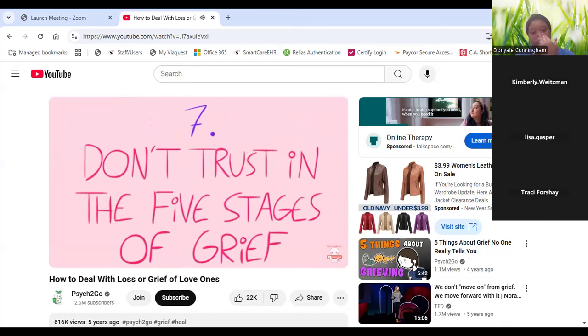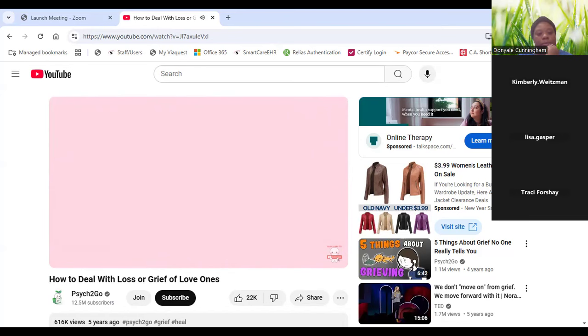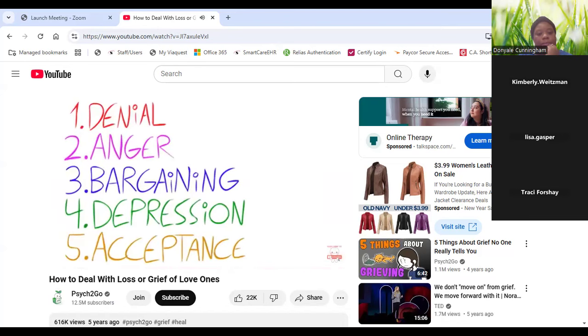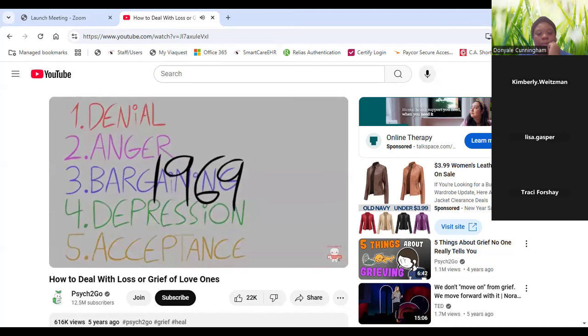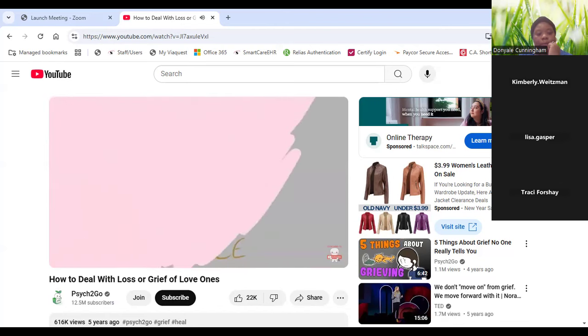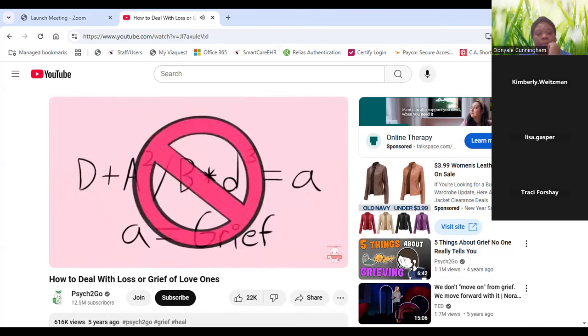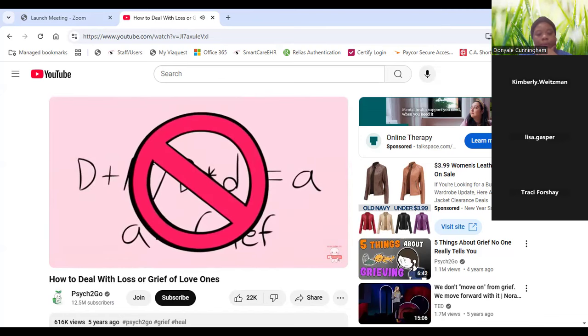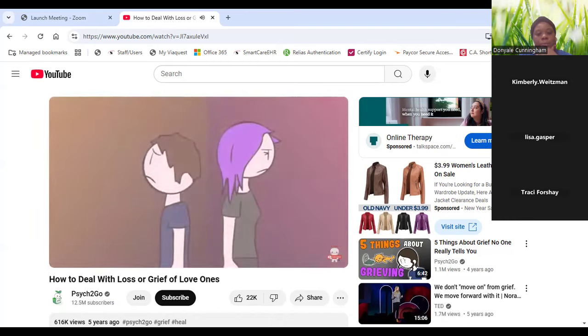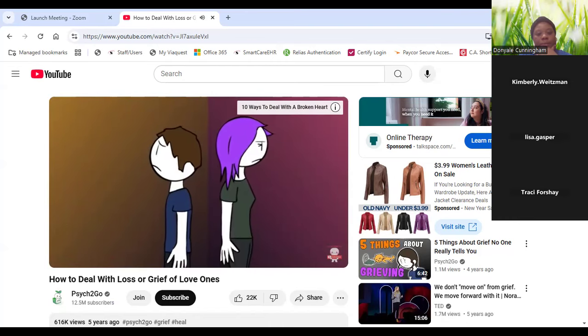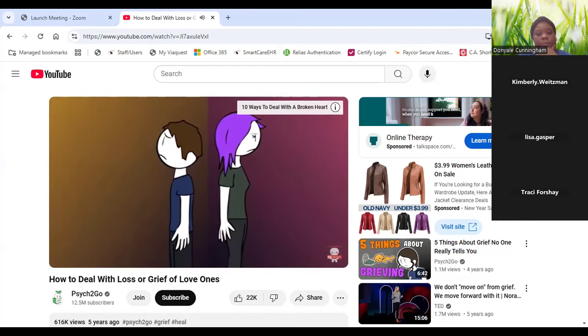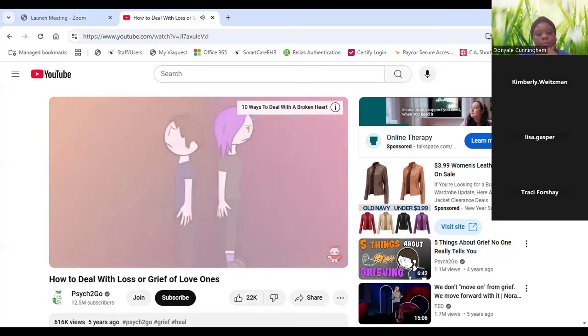Don't trust in the 5 stages of grief. Most of us are familiar with the so-called 5 stages of grief. This was introduced to us by psychiatrist Elizabeth Kubler-Ross way back in 1969. And while it's definitely an interesting model, the entire concept is now a little outdated. Most modern psychologists agree that grief is not a linear process, and it can't be summed up as a simple equation or formula. Grief is experienced differently by everyone. Focus on how you are healing presently without anticipating what the next stage of this process may be.